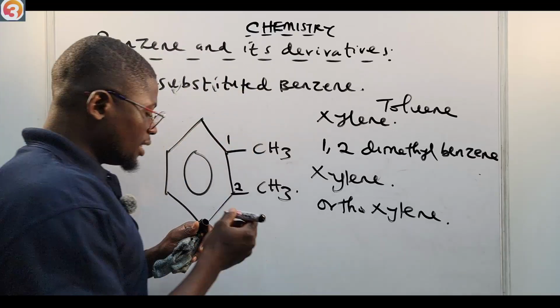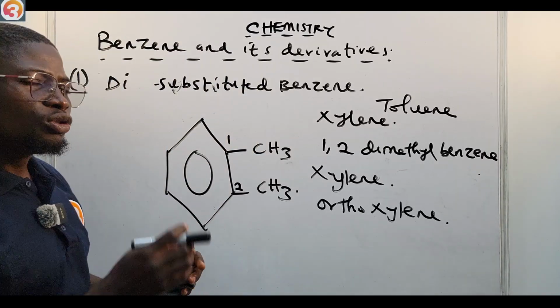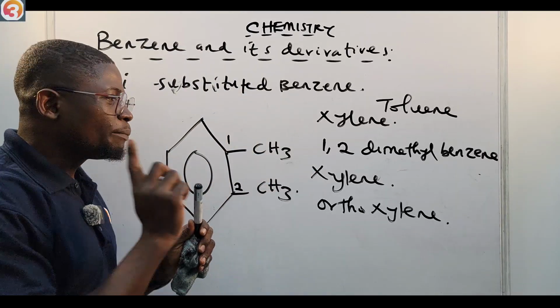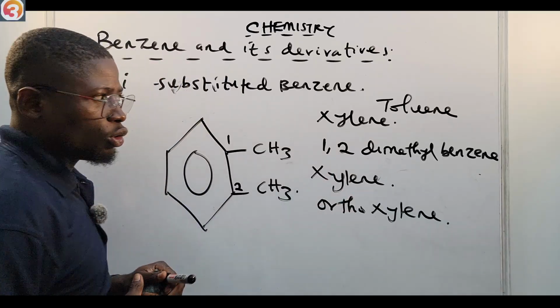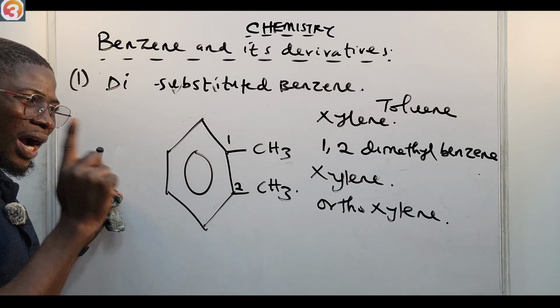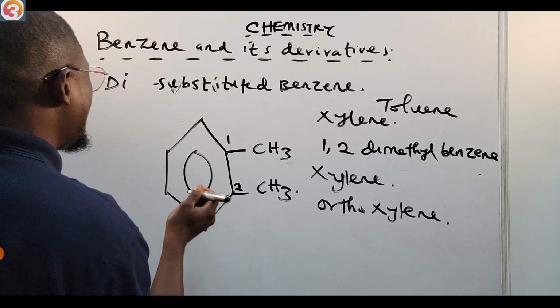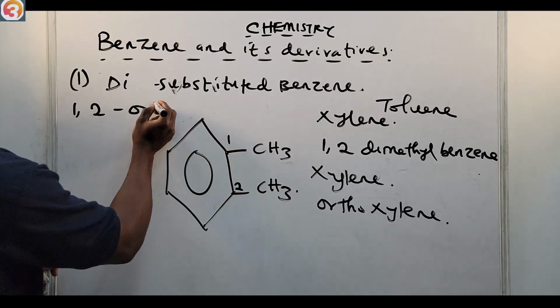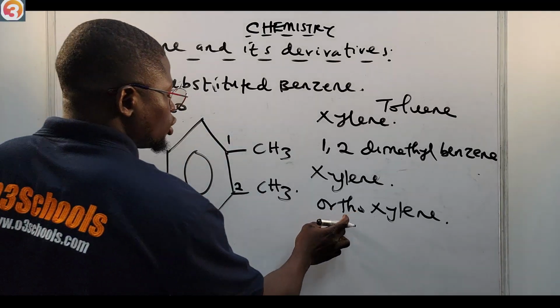And the reason why we can call this orthoxylene is because when we have 2 groups attaching itself to a benzene ring and they are in position 1 and 2, we call it ortho. If the 2 groups are in position 1 and 2, we say it is ortho. That's how I can say this one is orthoxylene.